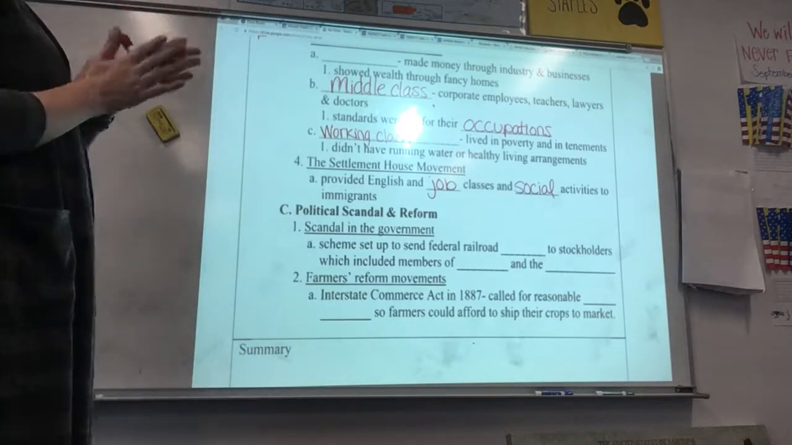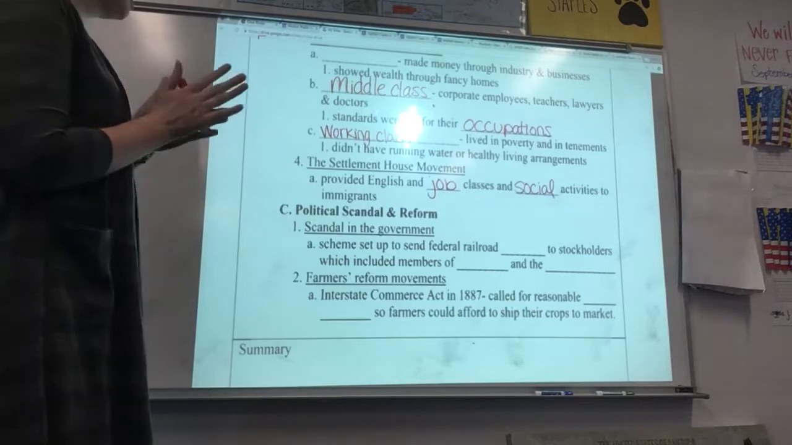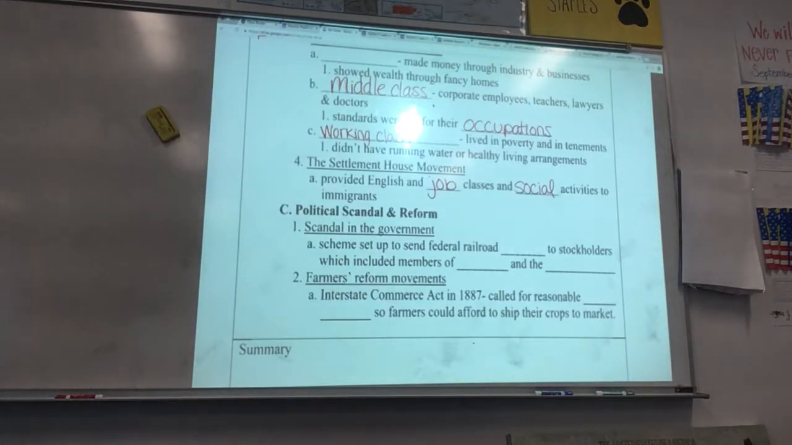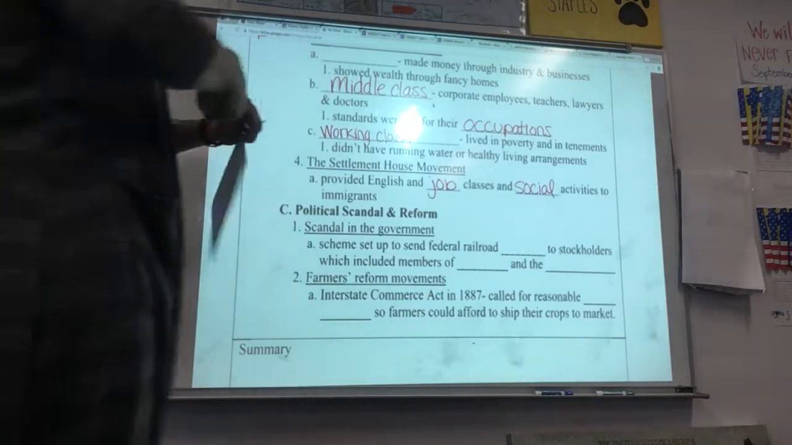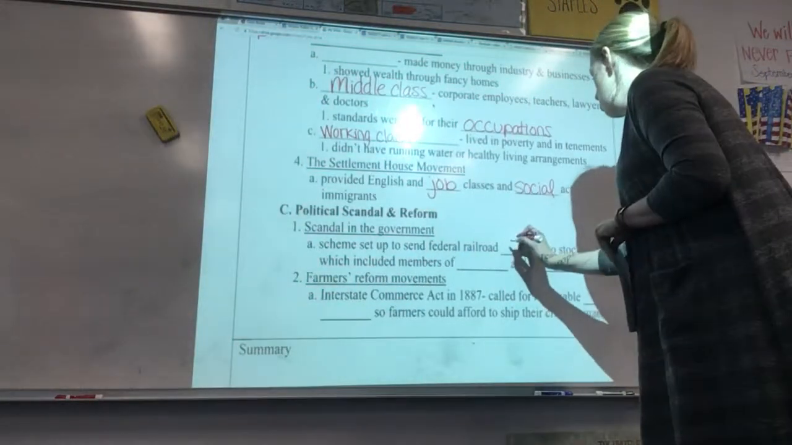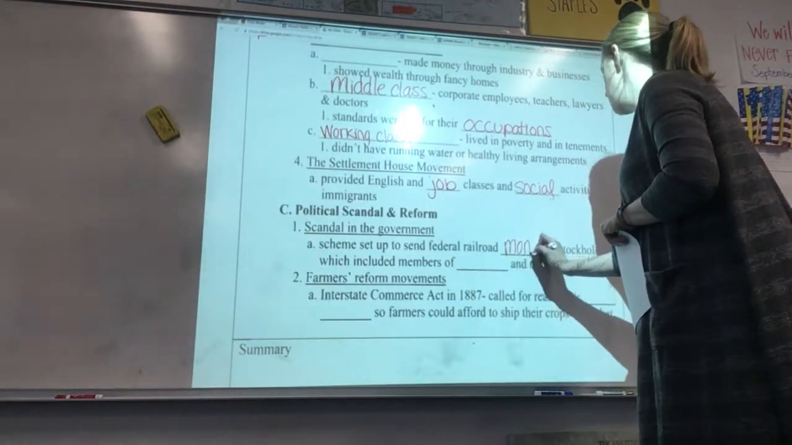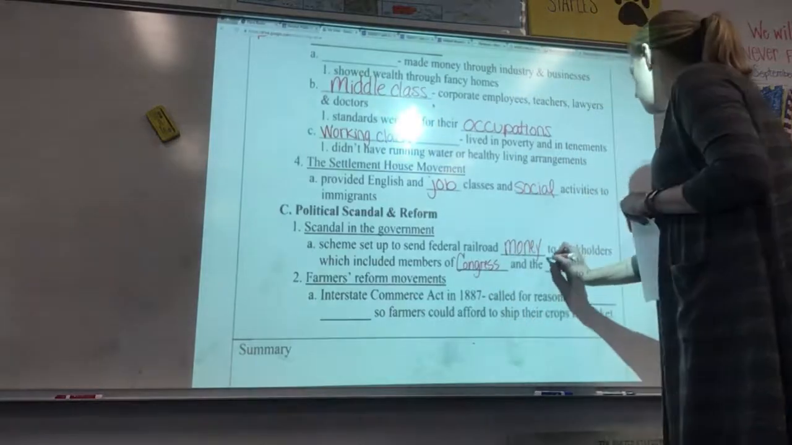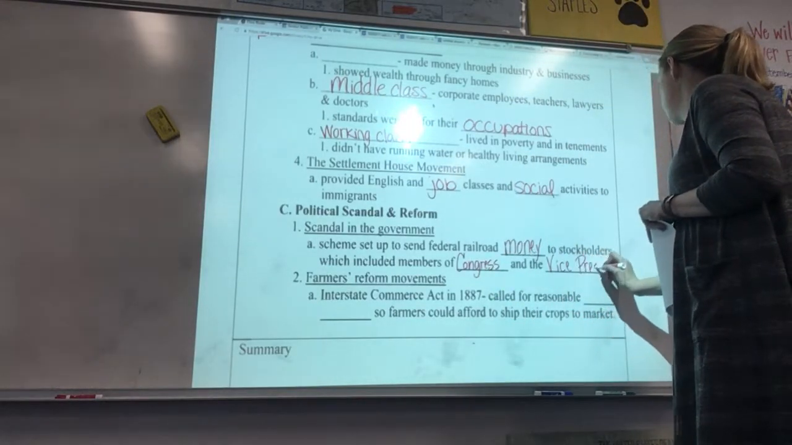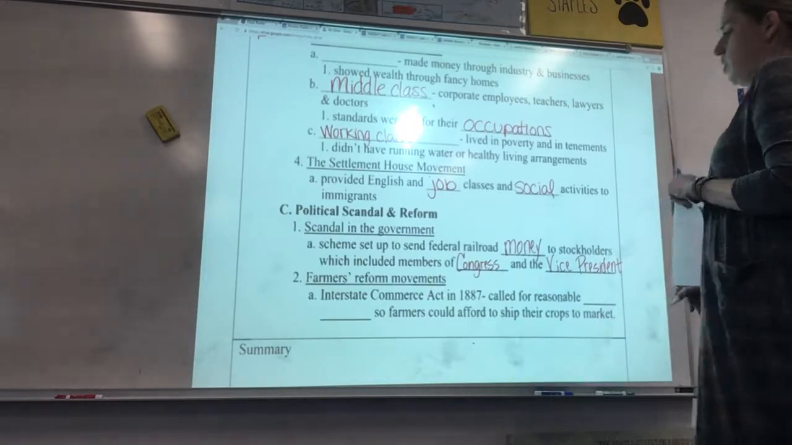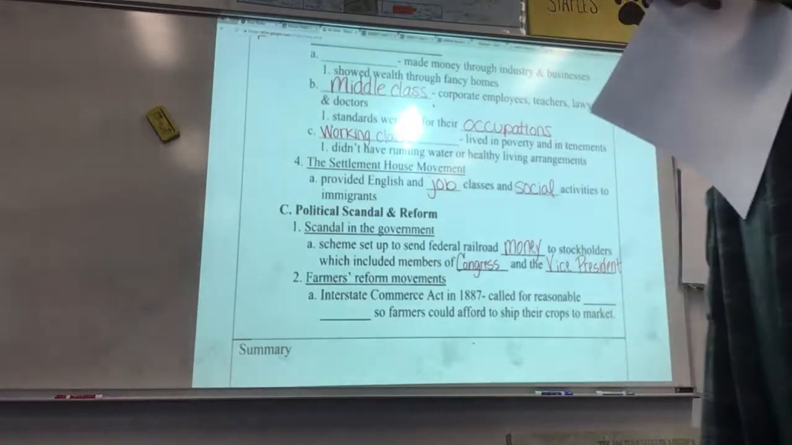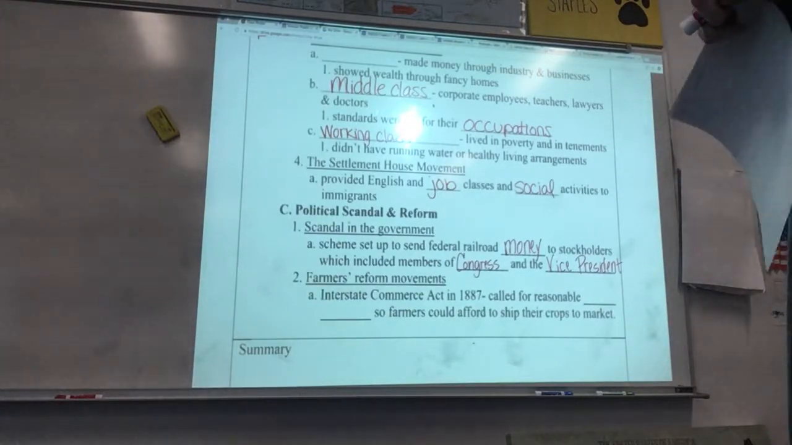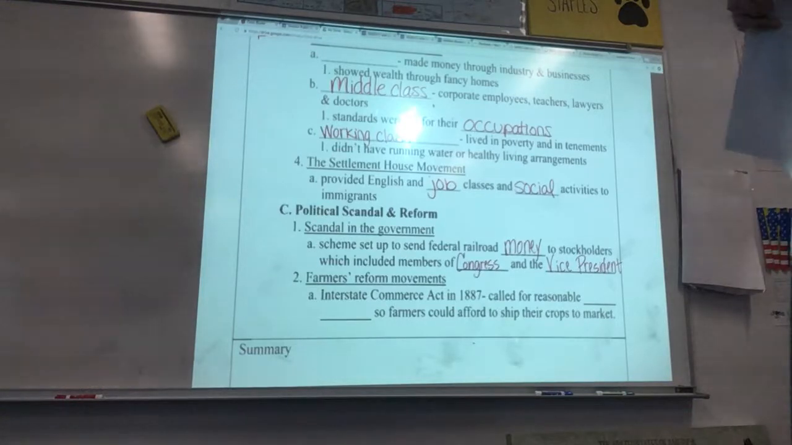Okay. Of course, there's always scandal. There's always drama in history. There was a scandal in the government at this time. And there was a scheme set up to send Federal Railroad money to stockholders, which included members of Congress and the Vice President, which was a big no-no. Okay, if it was the president, that would be grounds for impeachment. So that was the big scandal at the time.